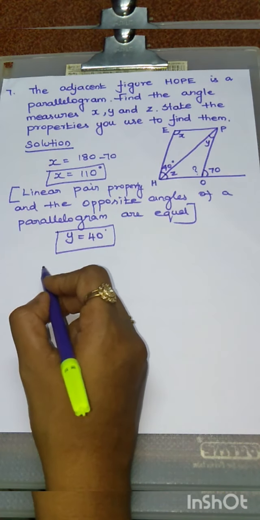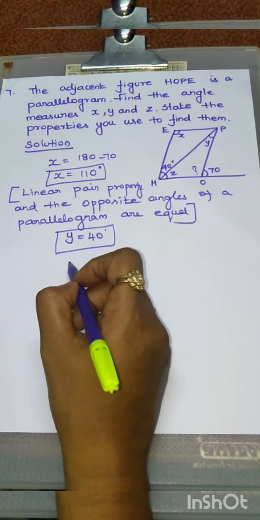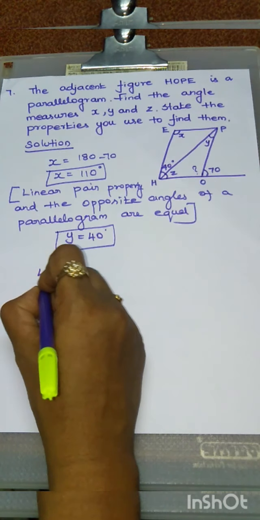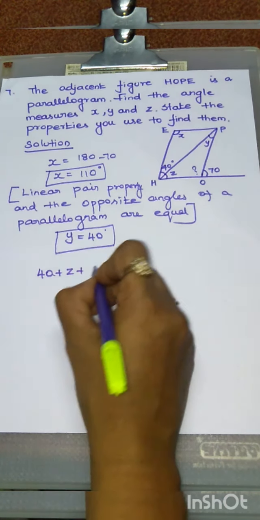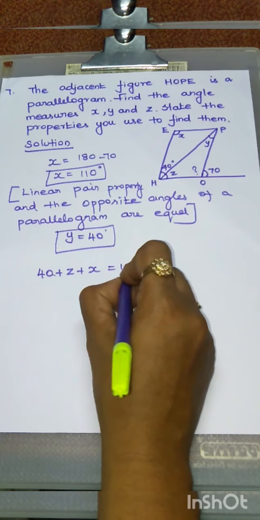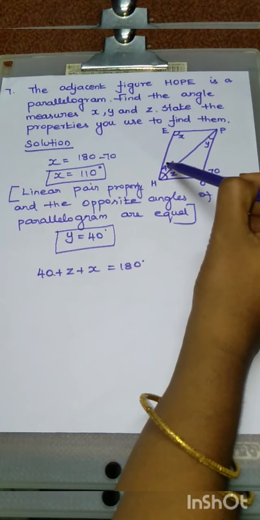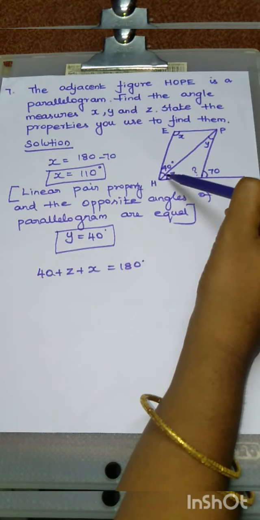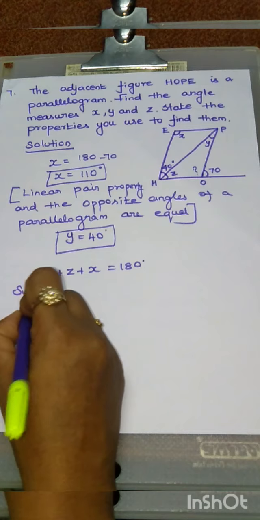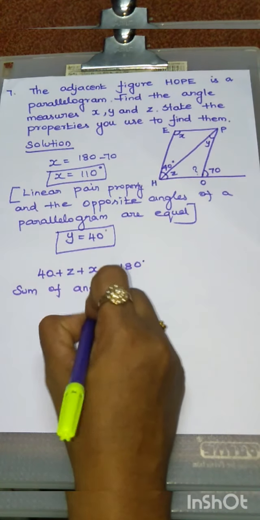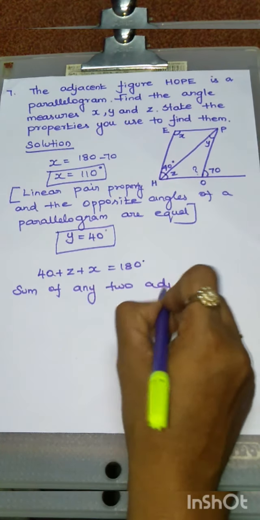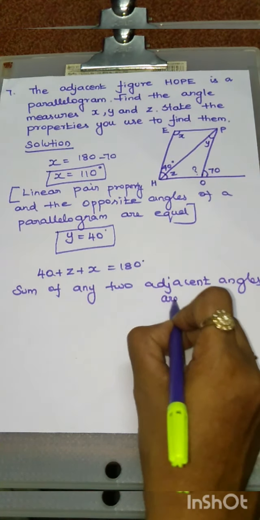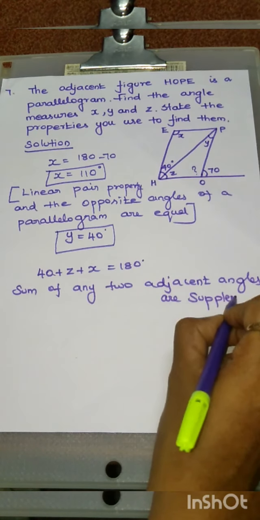How can we calculate the Z value? We know one condition, the adjacent angles in a parallelogram are supplementary. So we write 40 plus Z plus X is equal to 180 degree, because the sum of any two adjacent angles is supplementary. Okay. What is the reason? Sum of any two adjacent angles are supplementary. This is the reason.